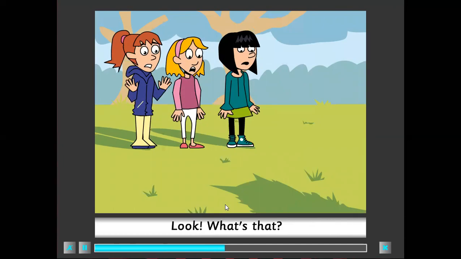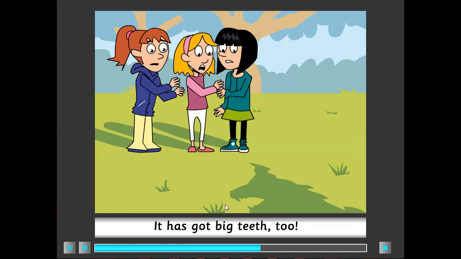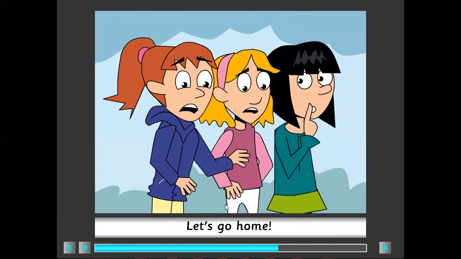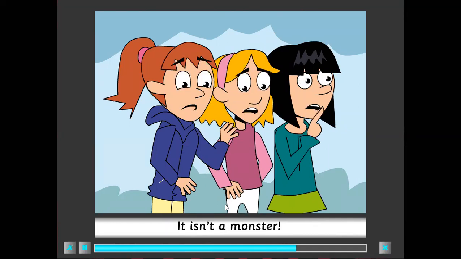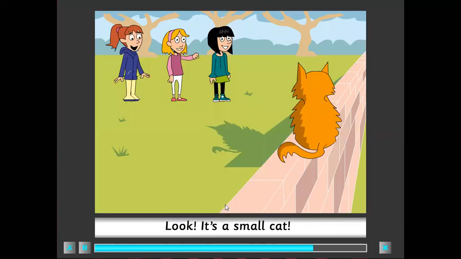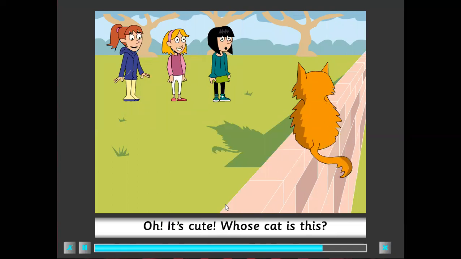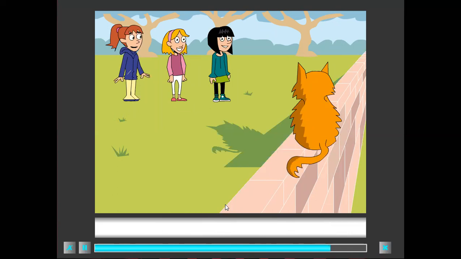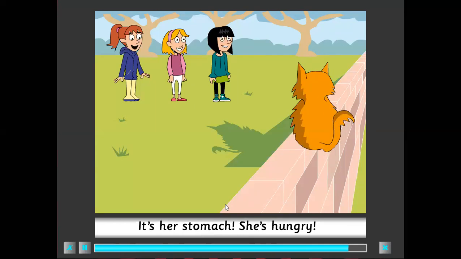Look, what's that? Oh, it has got big ears. Is it a monster, Sally? I don't know. It has got big teeth too. I'm scared. What is it? Let's go home. Shh. Listen. It isn't a monster. Look, it's a small cat. Oh, it's cute. Whose cat is this? It's my cat, Mittens. Listen, it's her stomach. She's hungry.